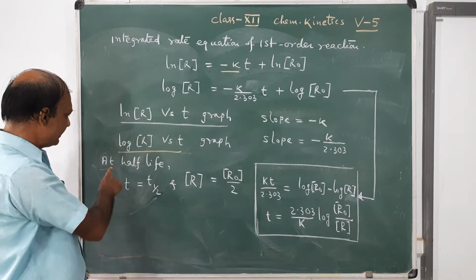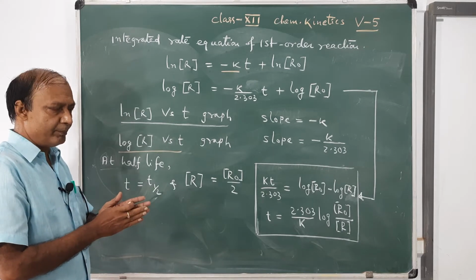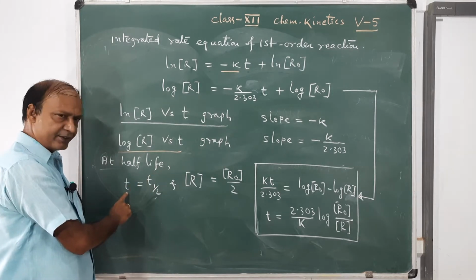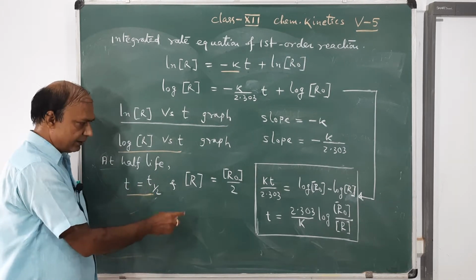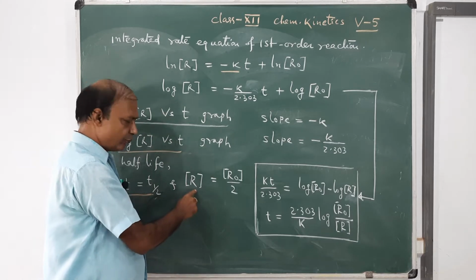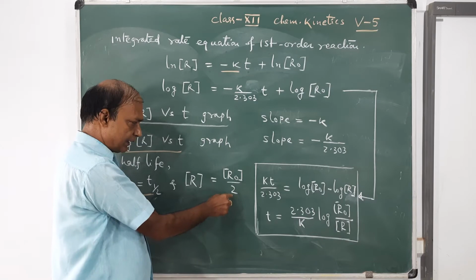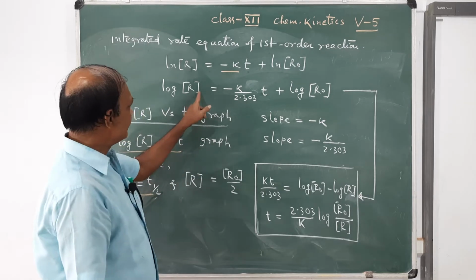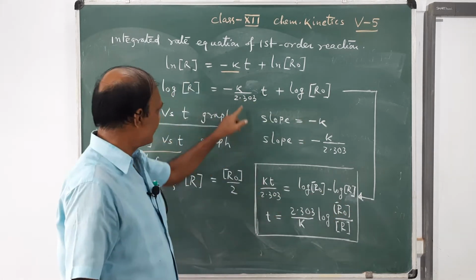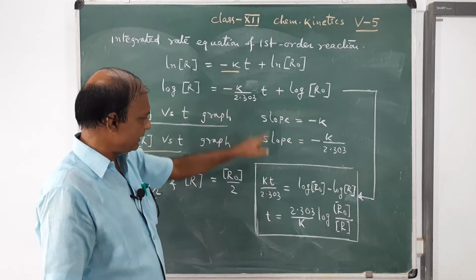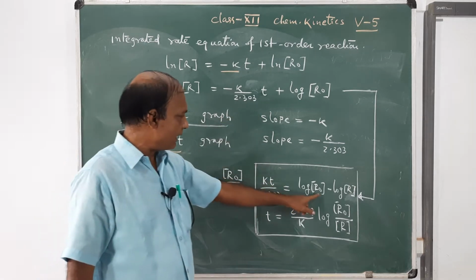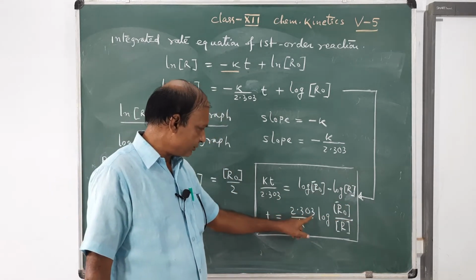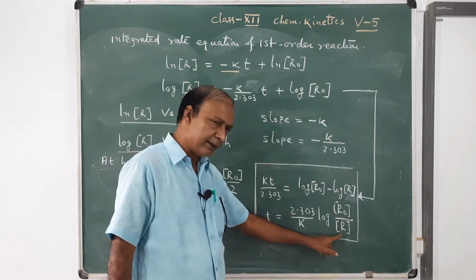Now at half life, when the reaction will be over by half of its initial amount, the time T is replaced by T half, and the concentration of the reactant will be the initial concentration divided by 2, that is half of the initial concentration. Now look at this equation. It can be written this way: kT by 2.303 equals log R naught minus log R, that is, T equals 2.303 by k log R naught by R.